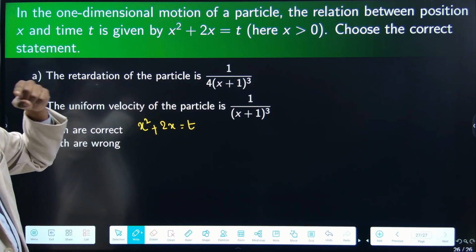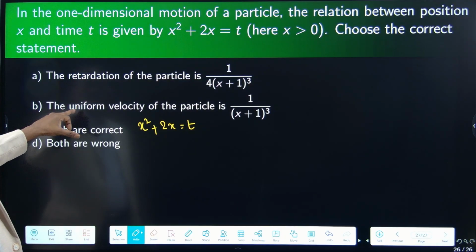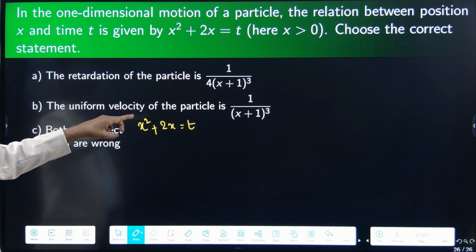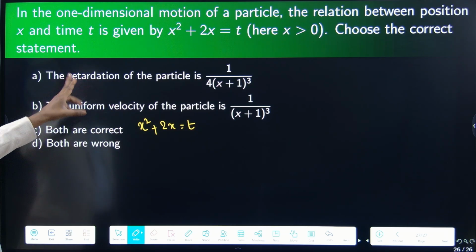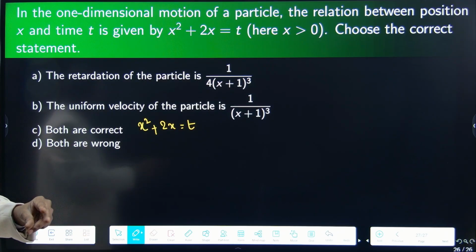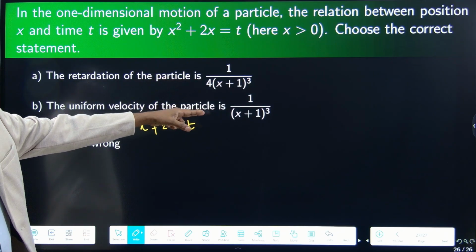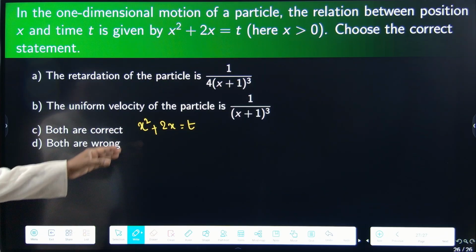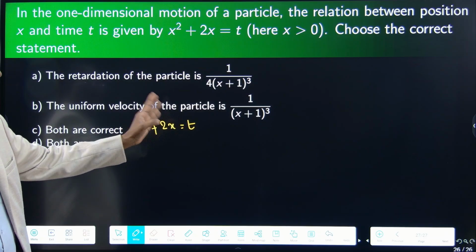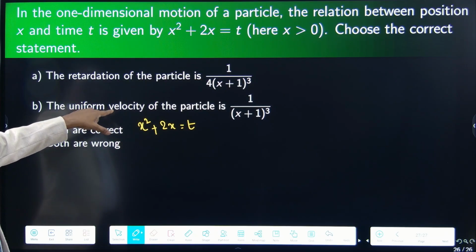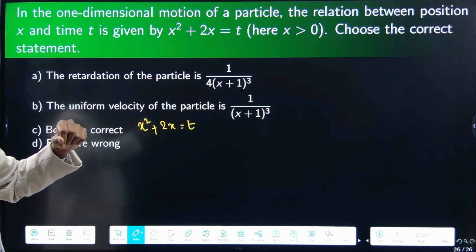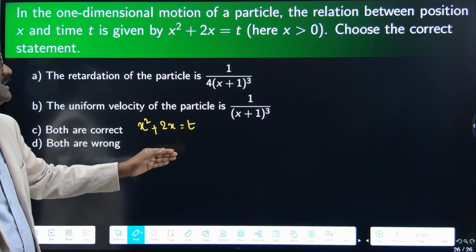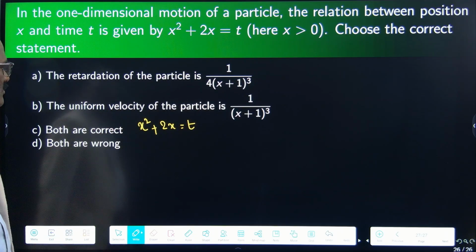The retardation of the particle, negative acceleration, and the uniform velocity of the particle, both are correct. Retardation and velocity both, meaning velocity and acceleration. Both are wrong. This is what options C and D are telling. What is given? x² + 2x = t. Displacement versus time is available. First we will find the velocity, and from velocity we will find the acceleration. Let us check whether the coming answer is matching this value.